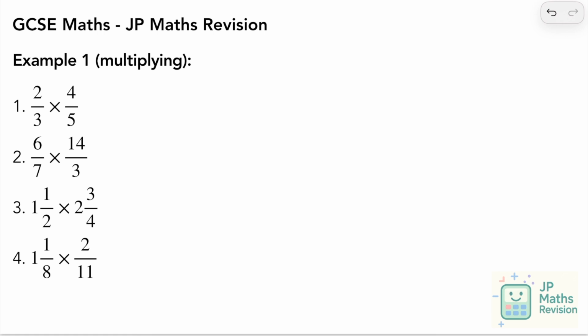So here's an example. We're multiplying these fractions. To multiply fractions, you just multiply across. So we're going to do 2 times 4, which is 8, and 3 times 5, which is 15. So the answer to this question is simply 8 over 15.